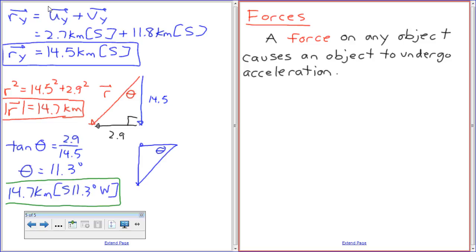Forces are everywhere, right? So when you shoot a basketball, the basketball wants to travel back towards the middle of the earth. Okay, so we're talking about one law of motion, which is Newton's first law of motion.